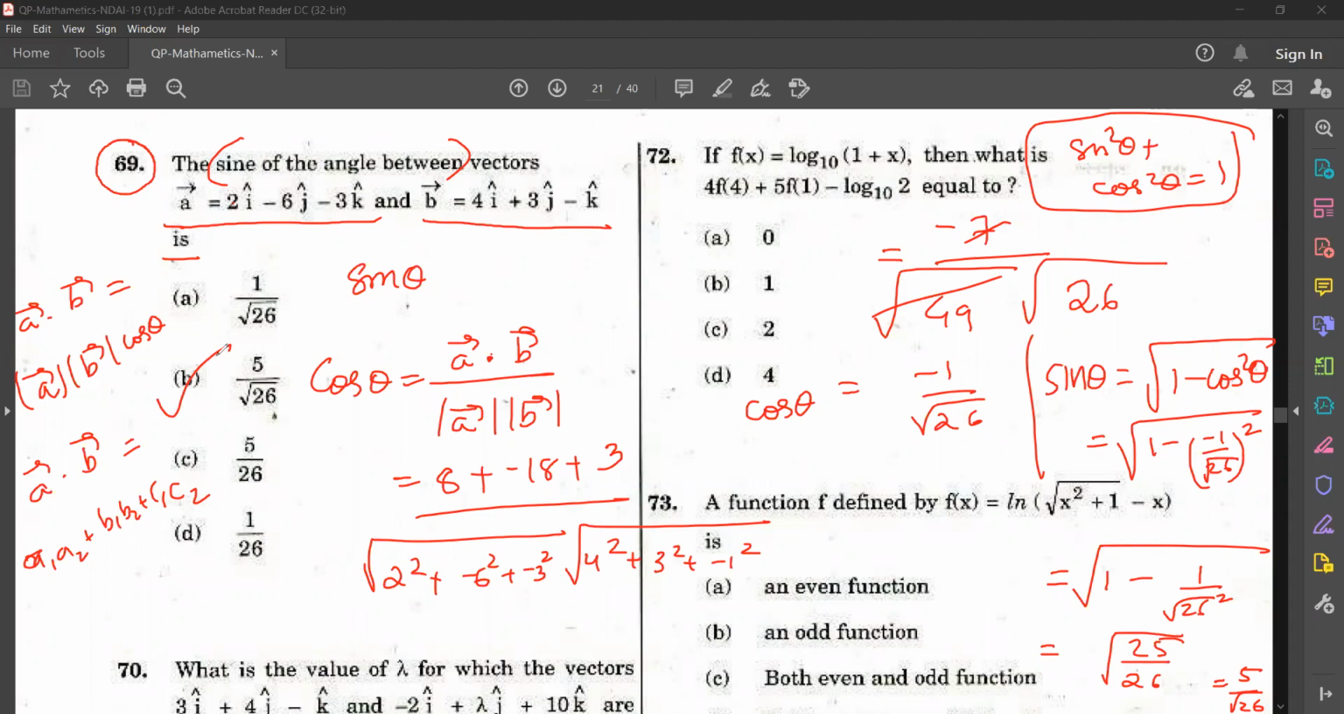Okay, so what is the takeaway from this question? How to find the angle between two vectors. When two vectors are given, how to find cos theta and sin theta. Okay, let's move to the next question.